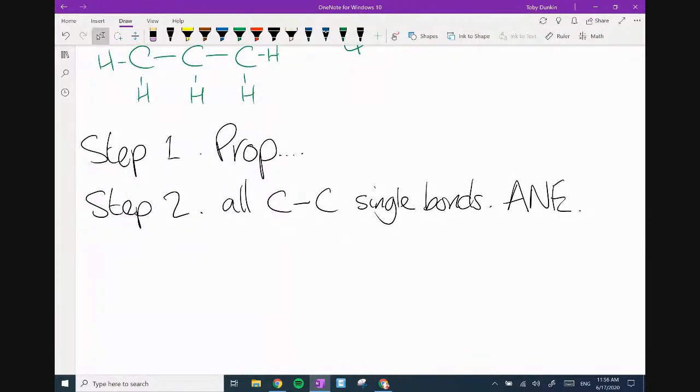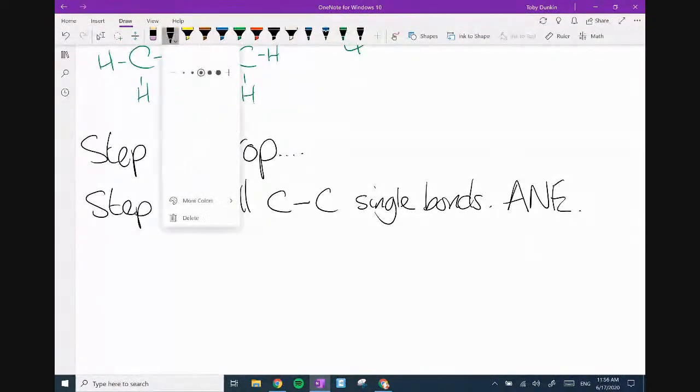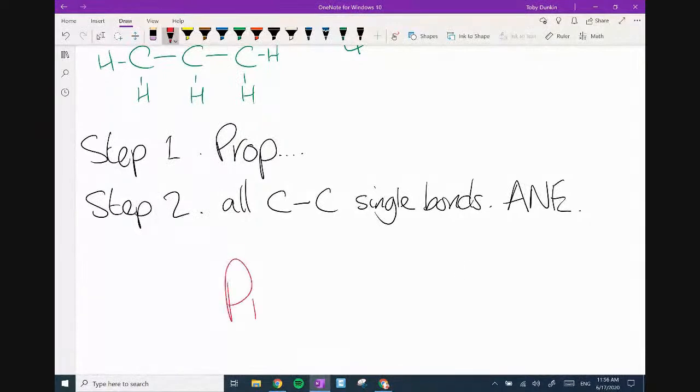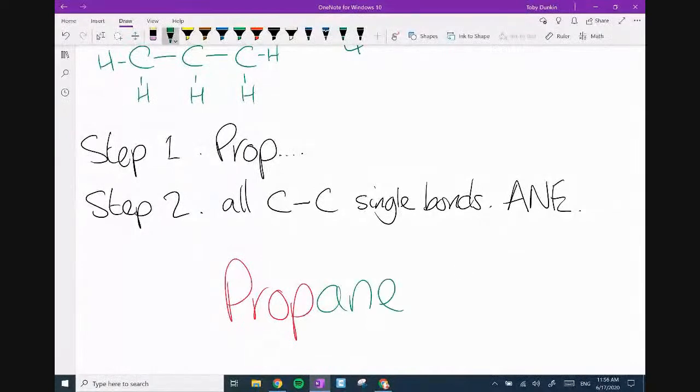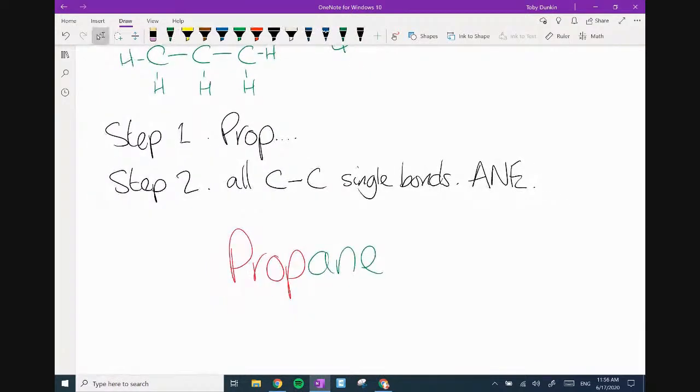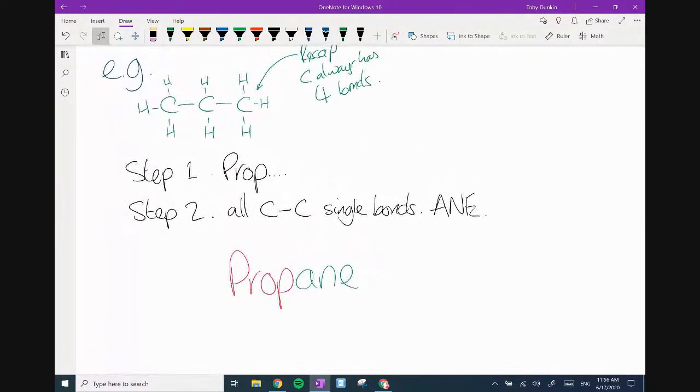So the final name for this, we put them all together, and we now get, I'll continue with black, prop, ane. I should color code this. Color code it, Mr. Duncan. Prop, meaning three, and then ane, meaning all carbon-carbon single bonds. Propane! Anyway, so propane. Nice and easy. Let's look at another one. Example number two.